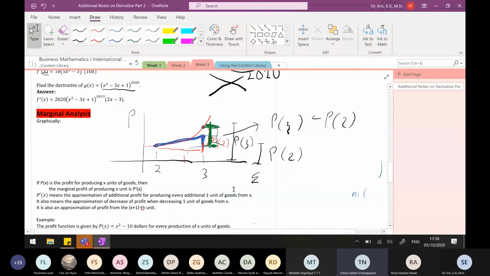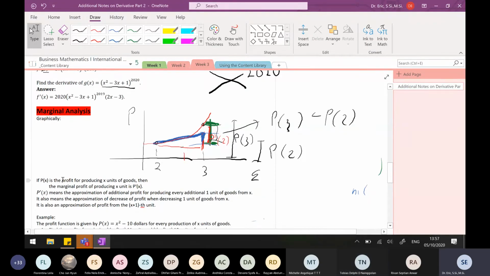Yes. So you're saying that P prime 2, which is the derivative when x equals 2, equals the slope at x equals 2, and that we can use it to approximate the additional profit for an additional 1 unit from 2. That is 3, and that is the difference in height P3 minus P2. It approximates P3 minus P2. Yeah, it is just an approximation.